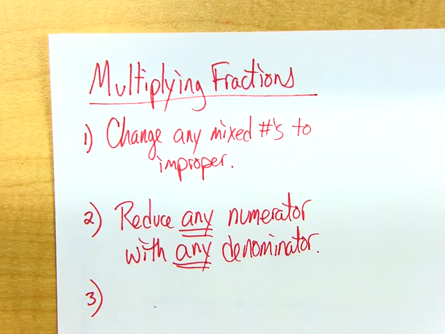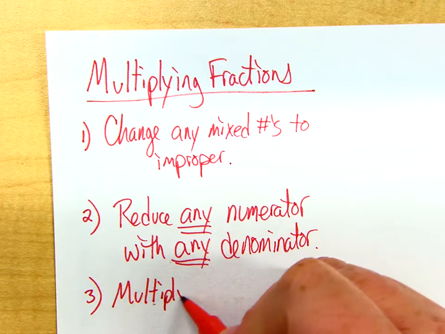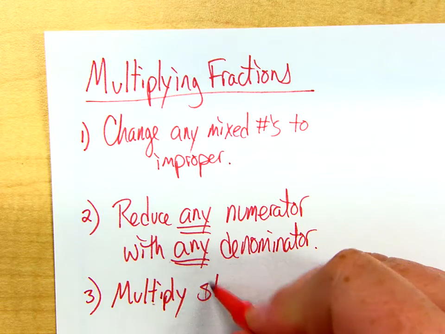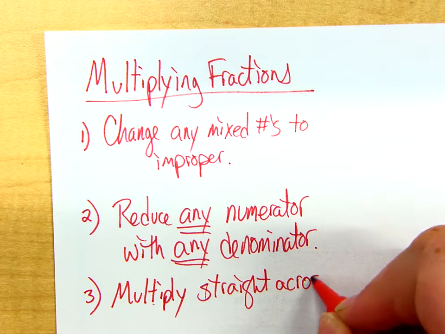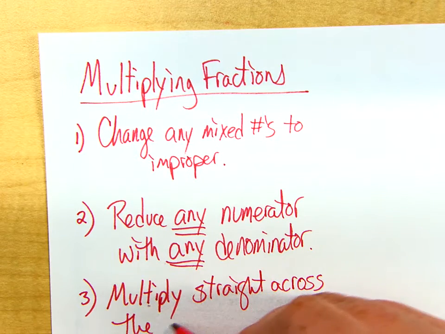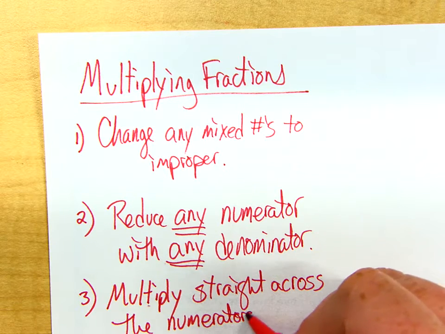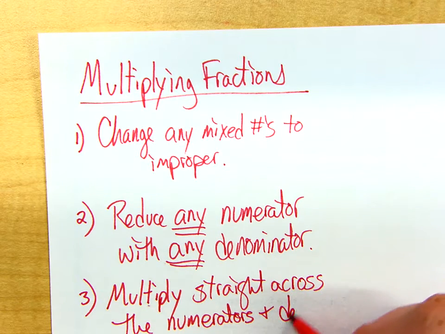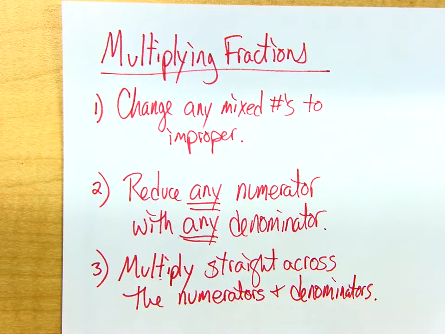Once you have reduced everything you can, you simply multiply straight across. Straight across the numerators and denominators. You should be done. That's it. Multiplying fractions is so nice.